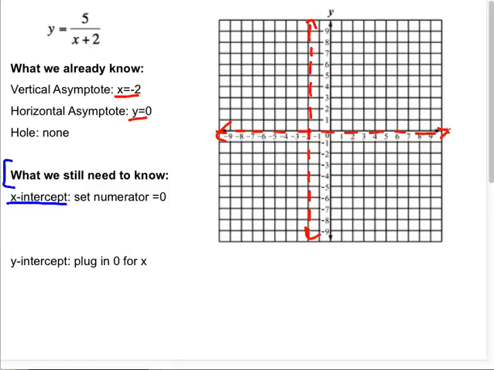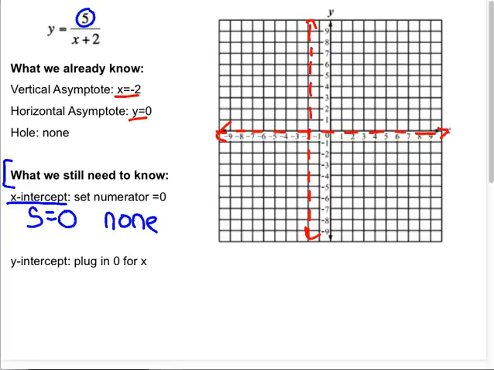To find the x-intercept, we're going to set the numerator equal to 0. Well, in this case, that doesn't quite make sense because the numerator is just a number. 5 will never be 0, so there is no x-intercept, which should make sense to you because notice the asymptote is on the x-axis. So how could there be a point on it if that's where my asymptote is? That actually should make sense to us.